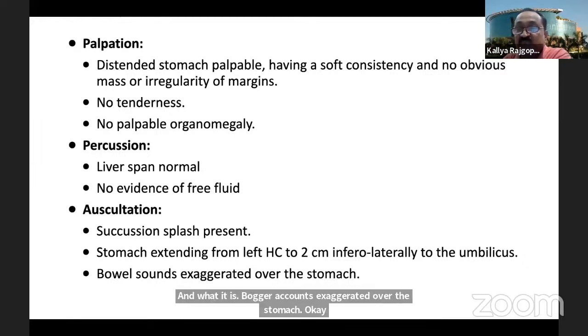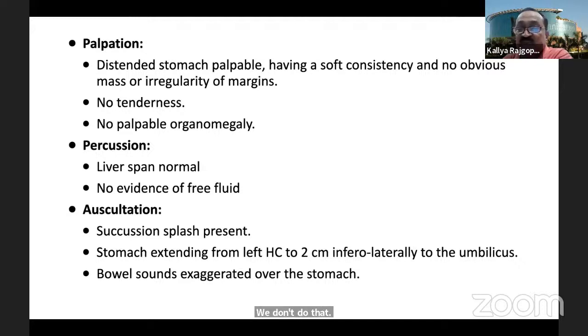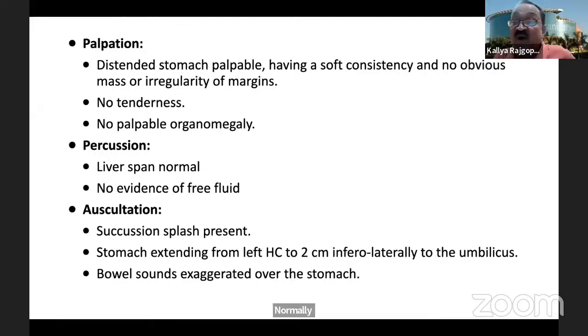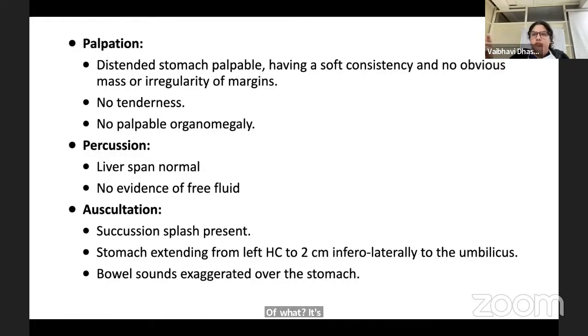What is that you have in mind? Bowel sounds means what is that you are hearing normally? So the peristaltic movements of what? Stomach, colon, small intestine. So of the flexure of the colon. Yeah.